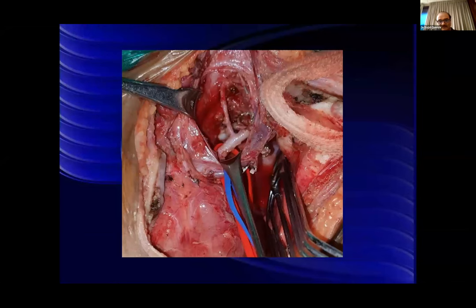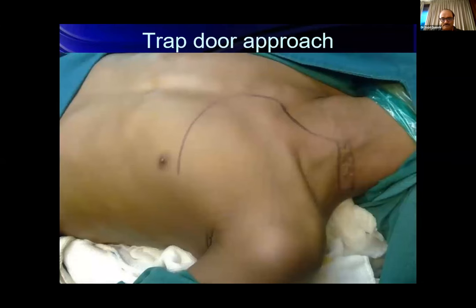Here, the dissection can be extended up into the thorax. That's the vertebral artery which has been dissected, and it can be dissected right till the C6 transverse process where it enters the foramen transversarium. A further extension of the cervicothoracic approach is the trapdoor approach.